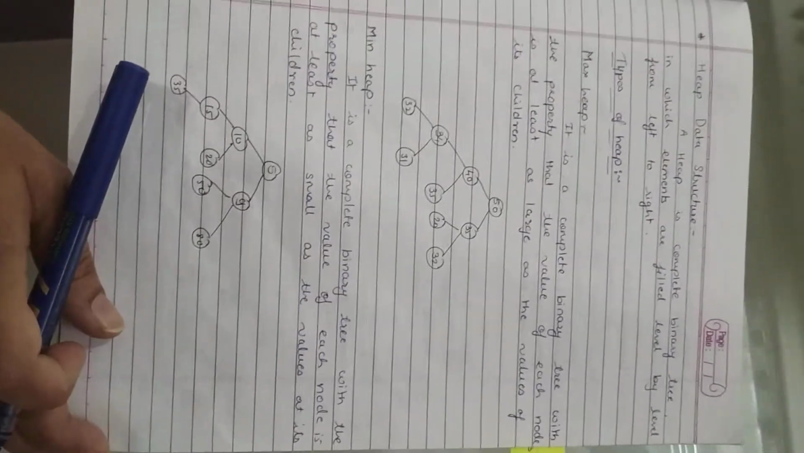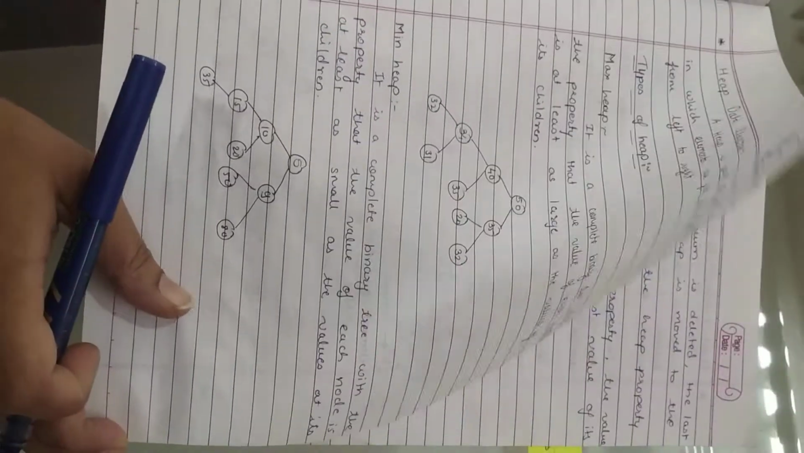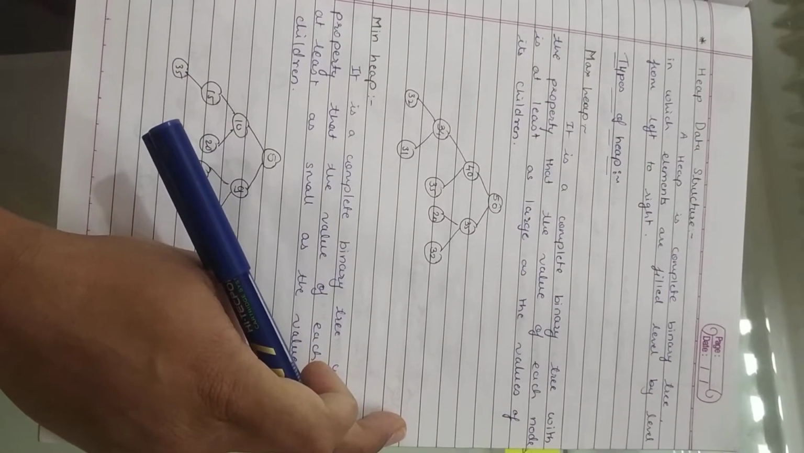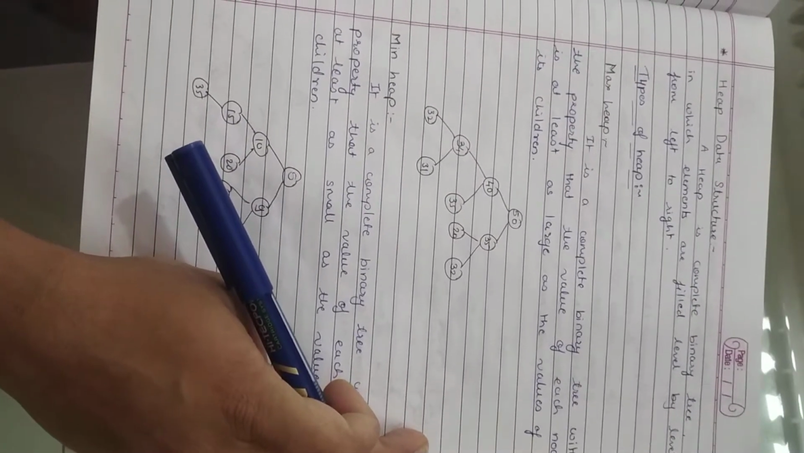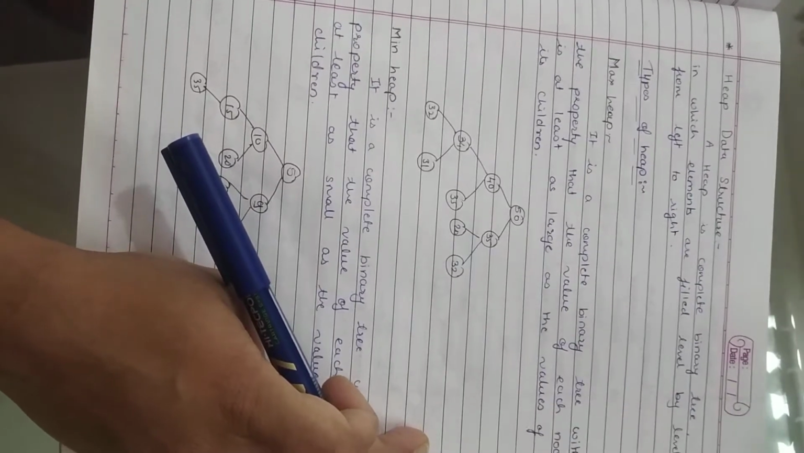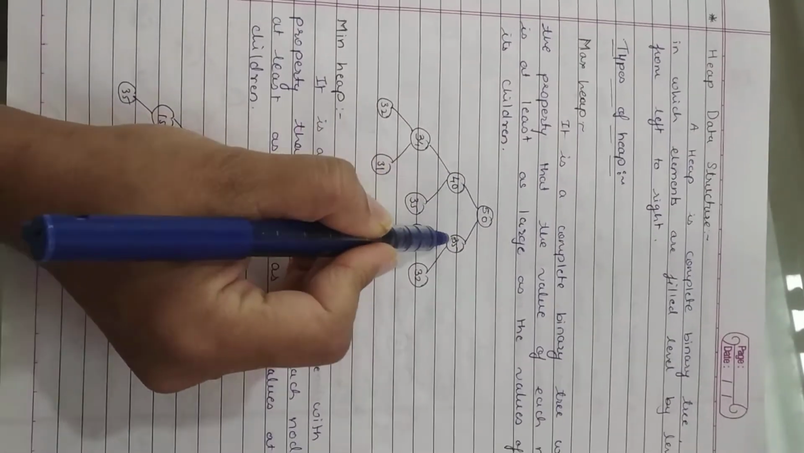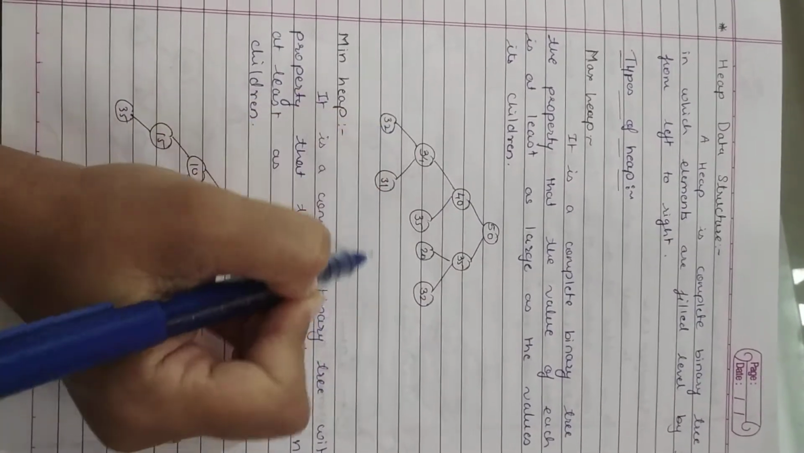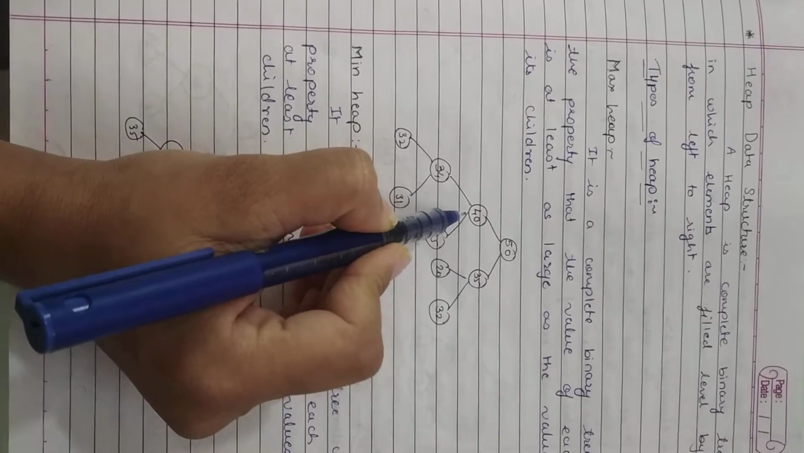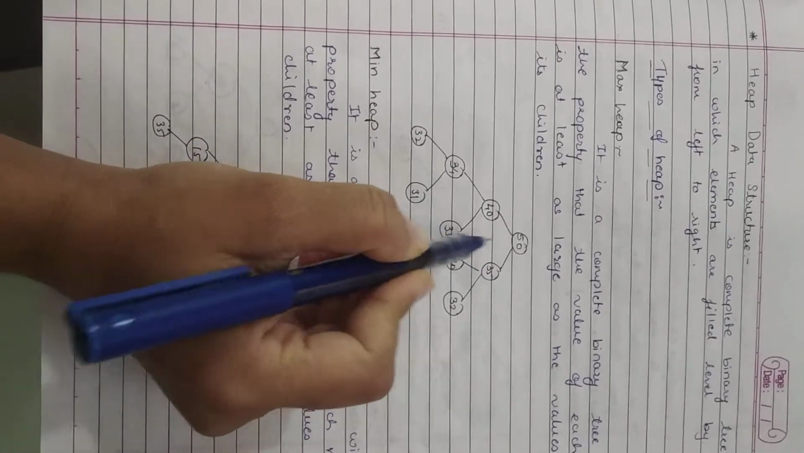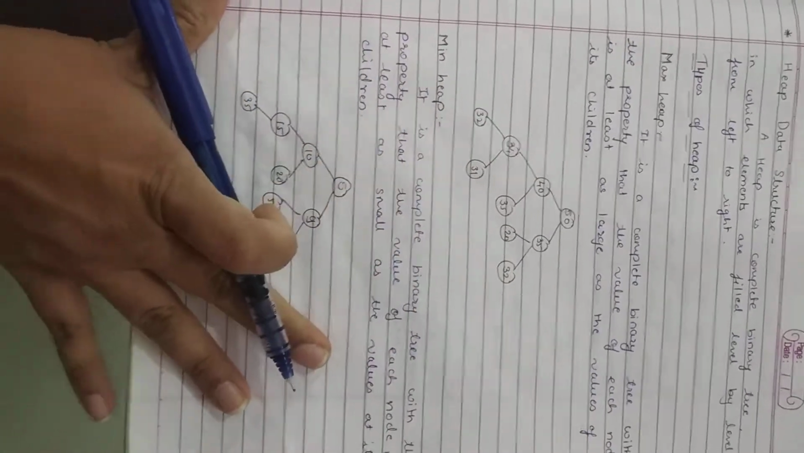There are two different types of heap. The first type is max heap and the second one is min heap. Now we will see max heap first. Max heap is a complete binary tree with the property that the value of each node is at least as large as the values of its children. In short, the value of the parent node should be greater than the value of the child node. This is given in the example where 50 is the parent of 40 and 35, and 40 is the parent of 34 and 35. The max heap property is satisfied by this diagram.